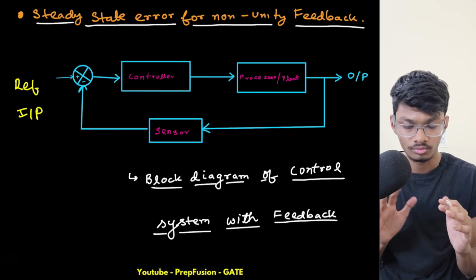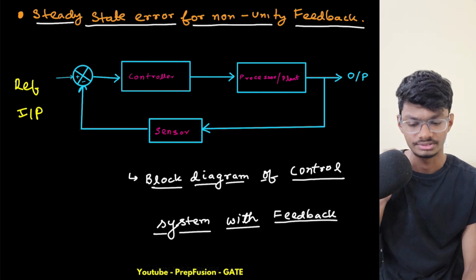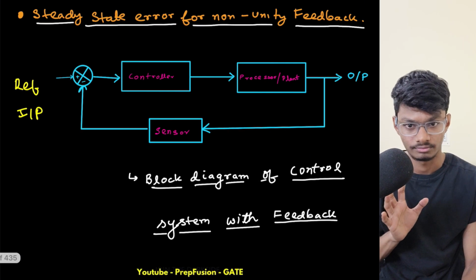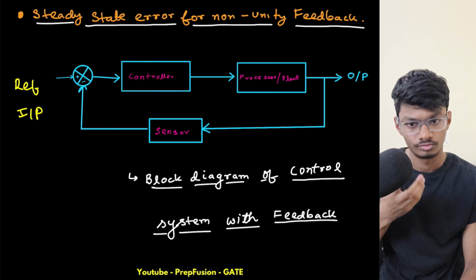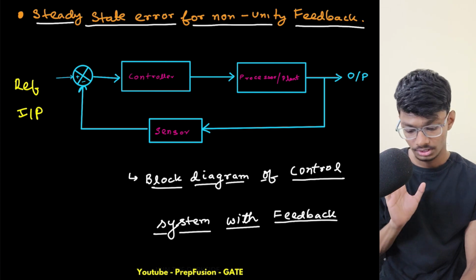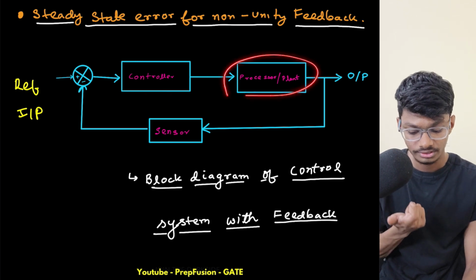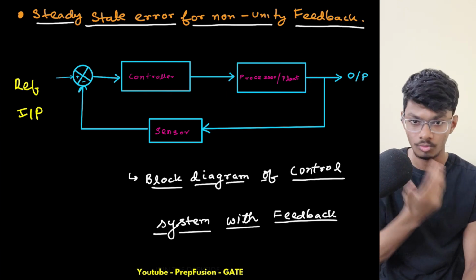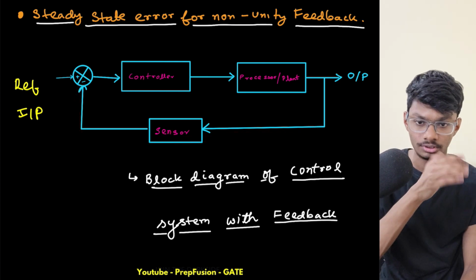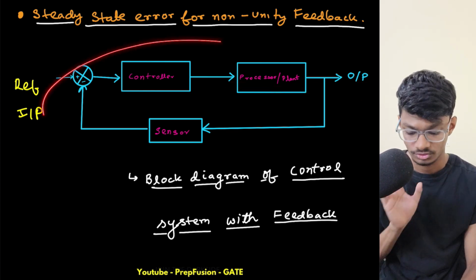In the first basics chapters I explained what is happening inside this whole block diagram. There are many components, but I'm just taking 3 components here. For a non-unity feedback system, there is a controller which is controlling this processor or plant. The plant gives some output, and we sense the output and feed it back to the system so that we can measure the error and minimize it, so that I can reach my steady state. This is basically what is happening.